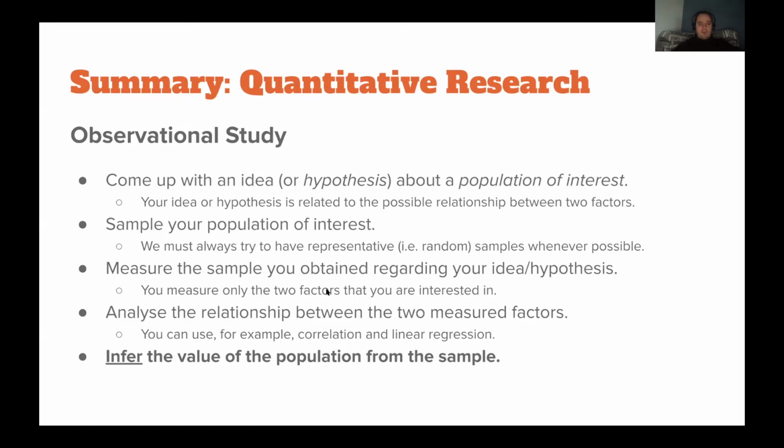You measure only the 2 factors that you are interested in, right? Don't measure more than that because, again, you need to be objective and concrete. Since you're trying to check for the difference between 2 things, you measure only what you want to have. Then you analyze the relationship between these 2 measured factors. You can use, for example, correlation or linear regression. And of course, hypothesis testing, which is what you will finally do. It's just this comparison of one thing against the other.